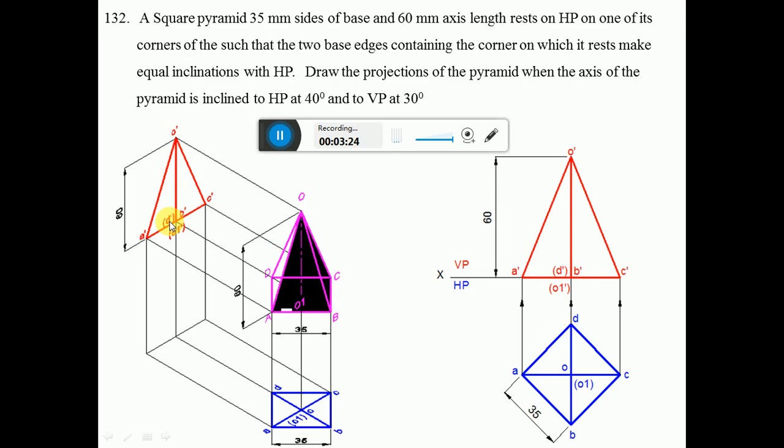But OB is visible from the front view. OD will not be shown, but you have to show the notation, so D dash will be in bracket. Similarly, O1 dash will be in bracket because the AB and BC edges hide that particular O1.